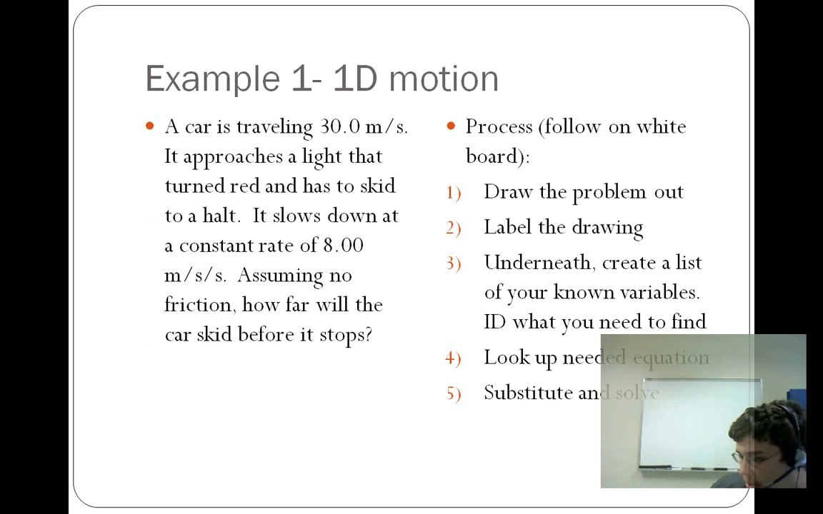So we're going to begin with just one-dimensional motion, just basic, moving in one straight line. A car is traveling at 30 meters per second. It approaches a light that has turned red and skids to a halt. It slows down at a constant rate of 8 meters per second squared. So that's what this m/s/s is, meters per second squared. Assuming no friction, how far will the car skid before it stops?